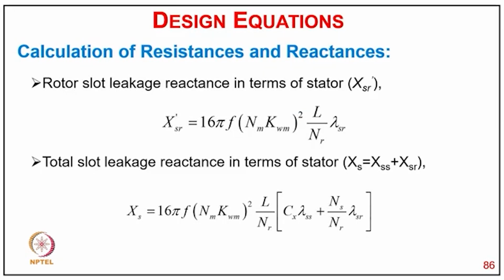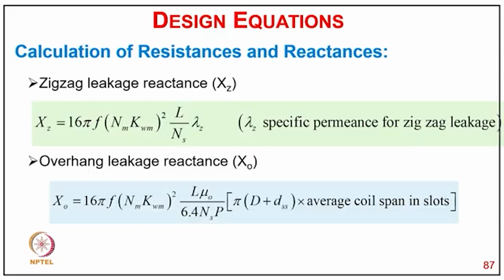Now coming to the rotor slot leakage reactance in terms of the stator slot leakage. Xsr is equal to 16 pi f in brackets Nm Kwm squared into L upon Nr into lambda_sr. The total slot leakage reactance in terms of the stator side, Xs, equals Xss plus Xsr, so Xs is equal to 16 pi f Nm Kwm squared into L upon Ns, in brackets, Cx lambda_ss plus Ns upon Nr into lambda_sr.